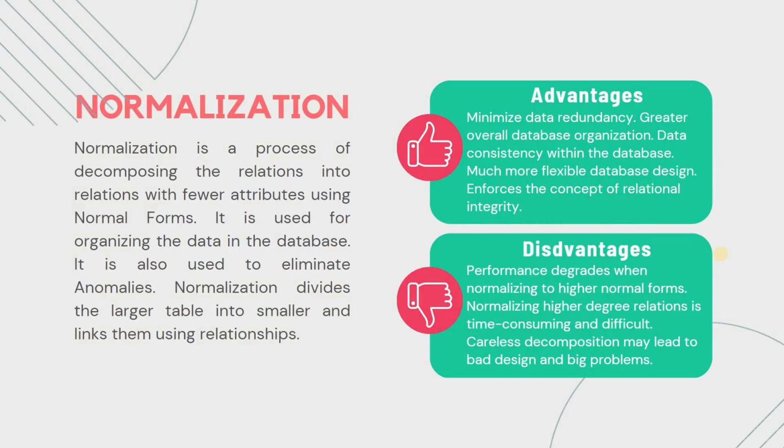Normalization is the process of decomposing or reducing the relations into relations with fewer attributes using normal forms. It is used for data organization and it eliminates the anomalies. It basically divides larger tables and links them with relations. There are several advantages of using normalization, such as reducing data redundancy, higher consistency, improved design flexibility, and maintaining integrity.